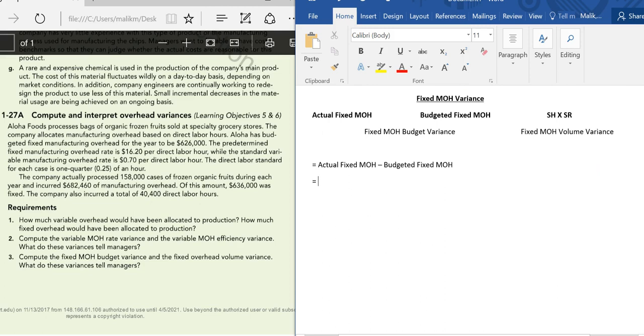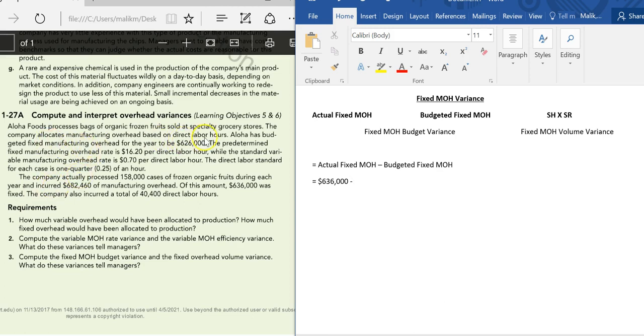which is the difference between the actual fixed manufacturing overhead and budgeted fixed manufacturing overhead. So the second paragraph of this problem is talking about the actual part, and it says that $636,000 is the actual fixed manufacturing overhead. So I'll write it down. It's $636,000. Now, what is the budgeted fixed manufacturing overhead?